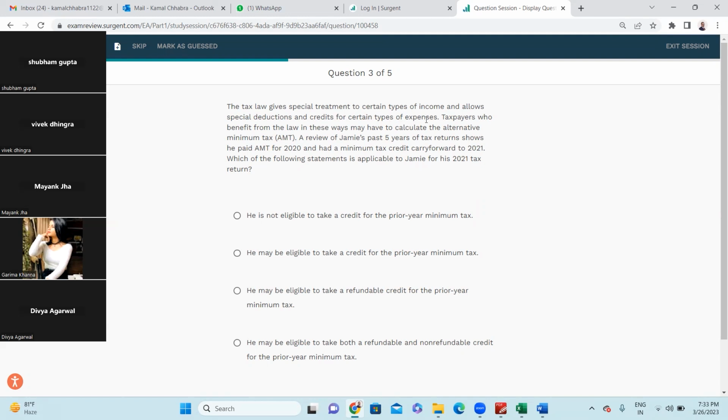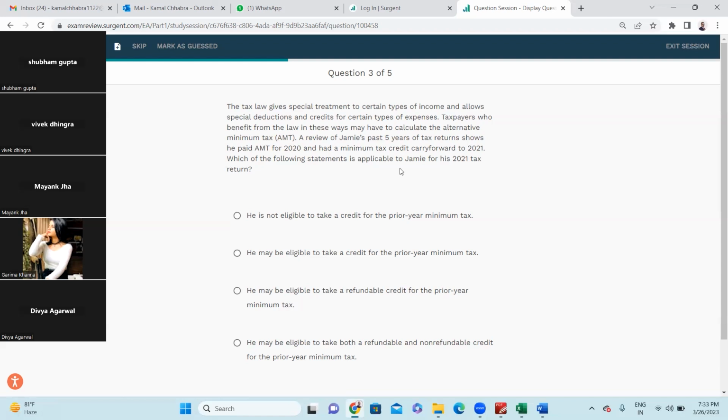So the tax law gives special treatment to certain types of income and allows special deductions and credits for certain types of expenses. Taxpayers who benefit from the law in these ways may have to calculate the alternative minimum tax. A review of Jamie's past 5-year tax returns shows he paid AMT for 2020 and had a minimum tax credit carry forward to 2021. Which of the following statements is applicable for Jamie for the 2021 tax return? So very simple. In 2020, Jamie has paid AMT, right? And certain AMT is being credited for 2021 to set off. So which statement is correct?